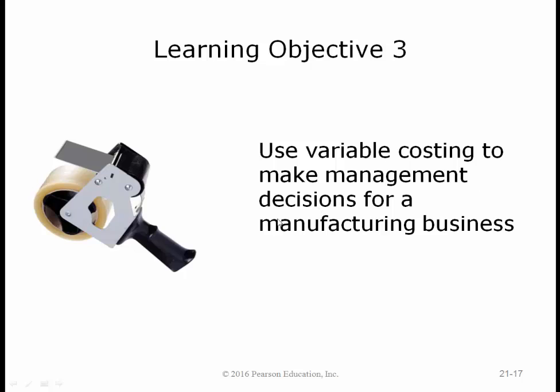The point I'm trying to make, though, is the difference between variable and absorption costing is that in absorption costing, you put a portion of your fixed manufacturing overhead on the balance sheet to the extent that you have inventory, or you've produced more than what you've sold, or vice versa. That's what I really want you to know out of all of that discussion.